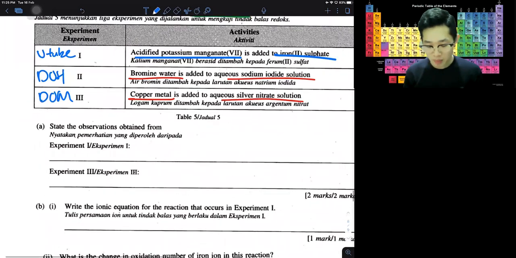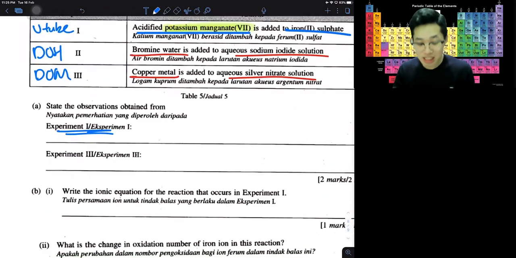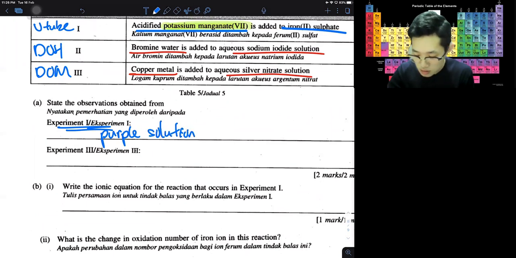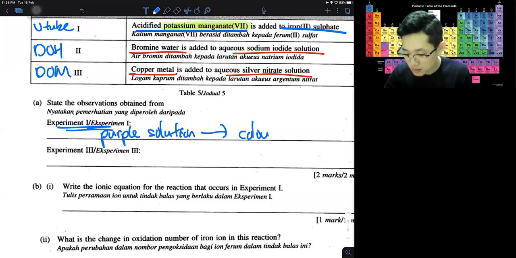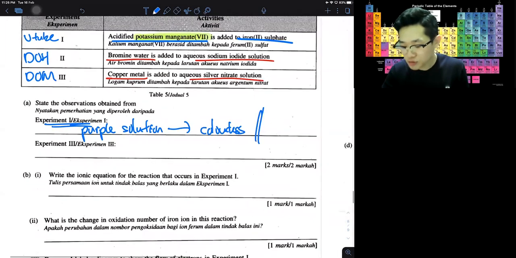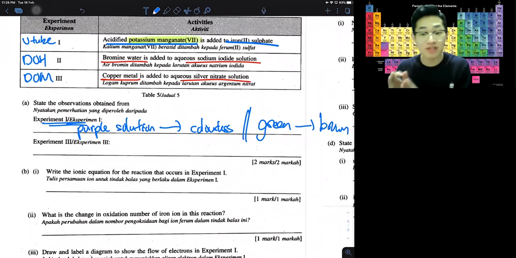State the observation obtained from experiment 1. So in experiment 1, we have potassium manganate 7. So you can tell me the color change, like just now. The purple solution turns colorless. Or, yes, correct, you can also say green solution turns brown. Any of the observations. There are 2.